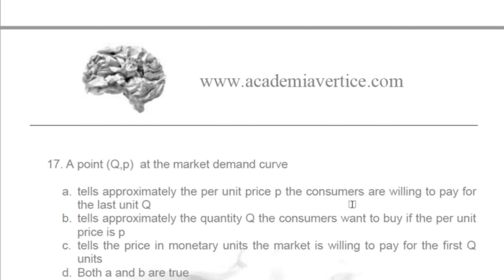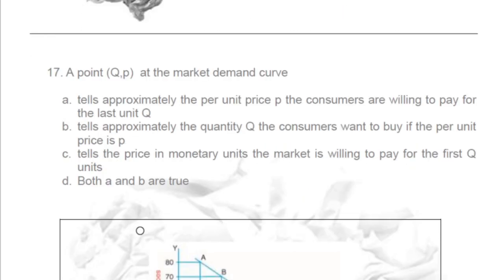Now, 17. A point Q, P on the market demand curve tells approximately the per unit price P the consumers are willing to pay for the last unit Q. Yes, that's correct. Tells approximately the quantity Q the consumers want to buy if the per unit price is P. Yes, that's correct. That's how we read the demand curve when Q is isolated, and this is how we read it when P is isolated.